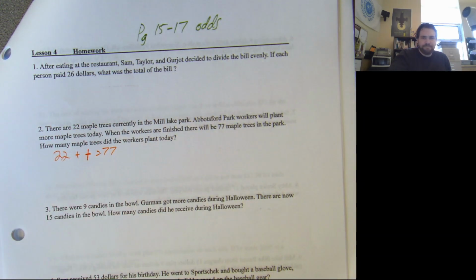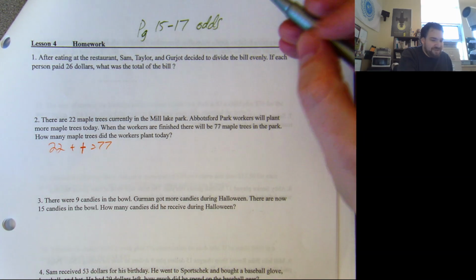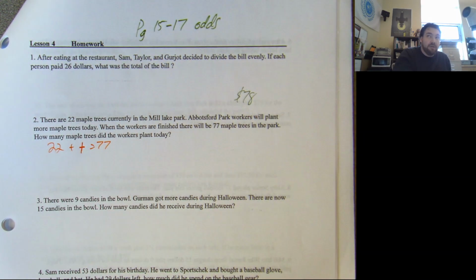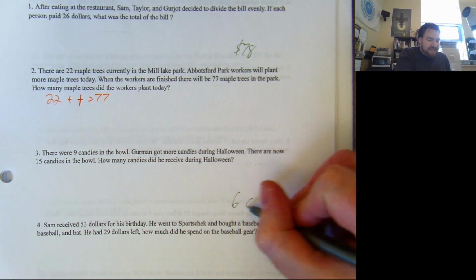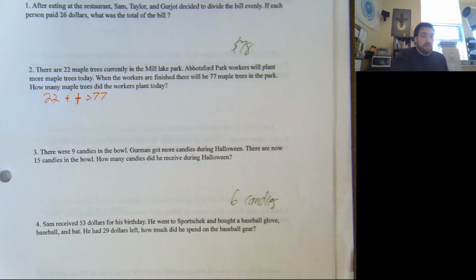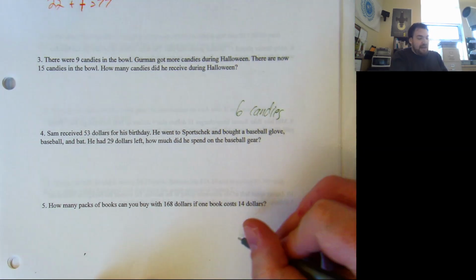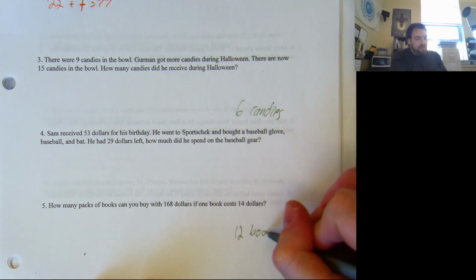Here are the answers to your homework. Question 1, this one was $78. Remember, I assigned the odds. Question 3 was 6 candies. Question 5 is 12 books.